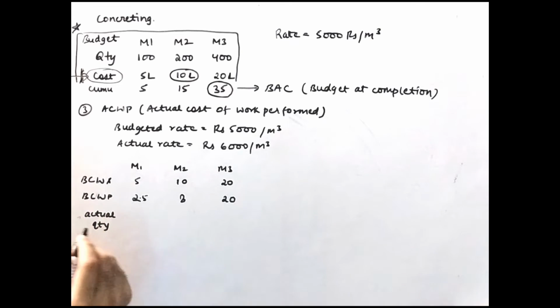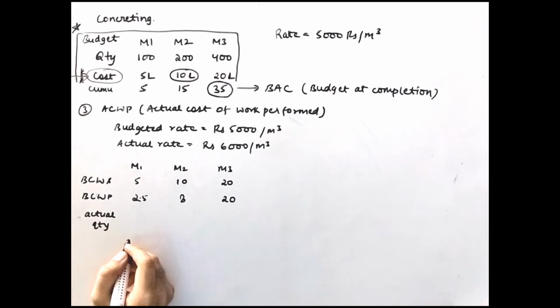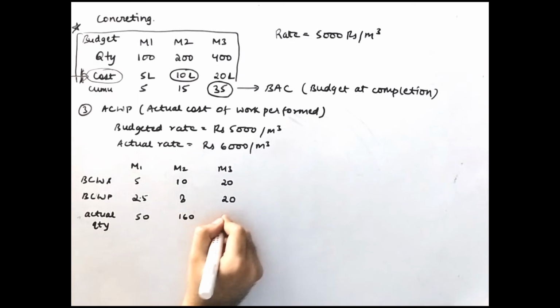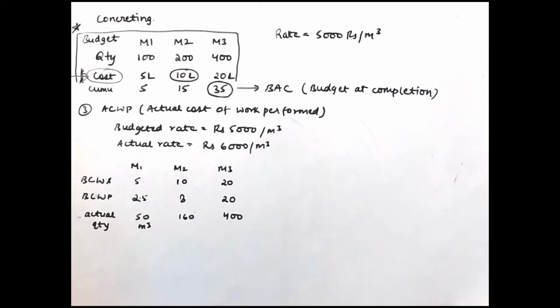So what is the actual quantity? The actual quantity that you did is nothing but your 50 meter cube, 160 meter cube and 400 meter cube. This is in meter cube.